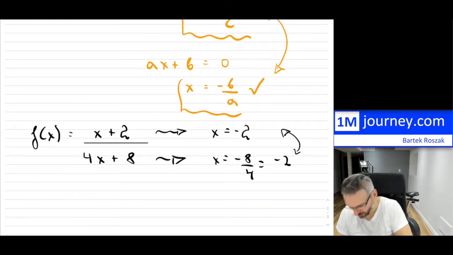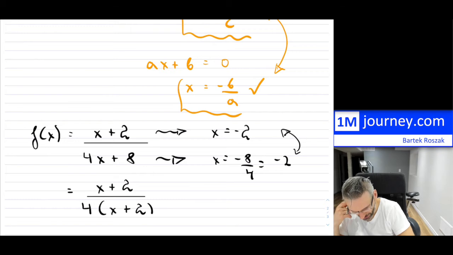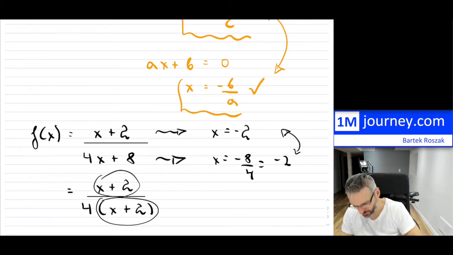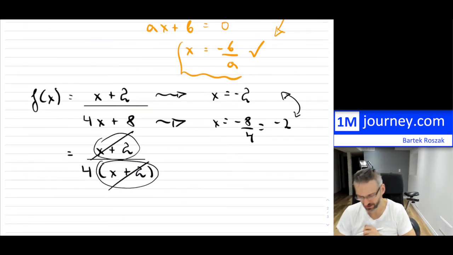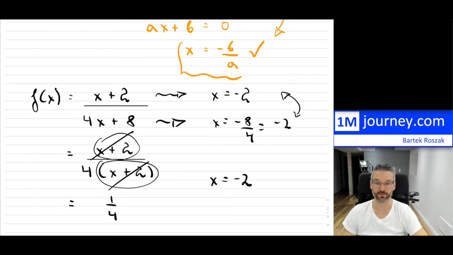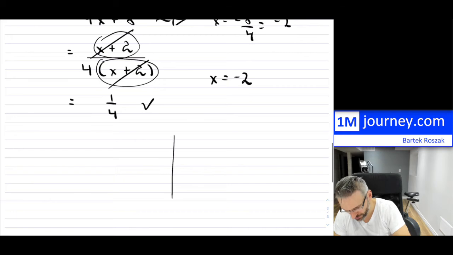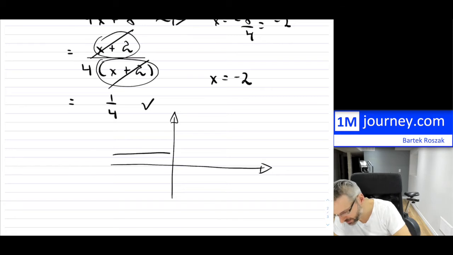Because these two are equal, you have x plus 2 over 4 times x plus 2. Here's my hole, at negative 2. These two factors cancel each other off. At x equal to negative 2, it's not defined on that domain, so we have a hole there. But for the rest, it's just a flat line. If you were graphing this out, it would be interesting, because here is what you would have at negative 2.